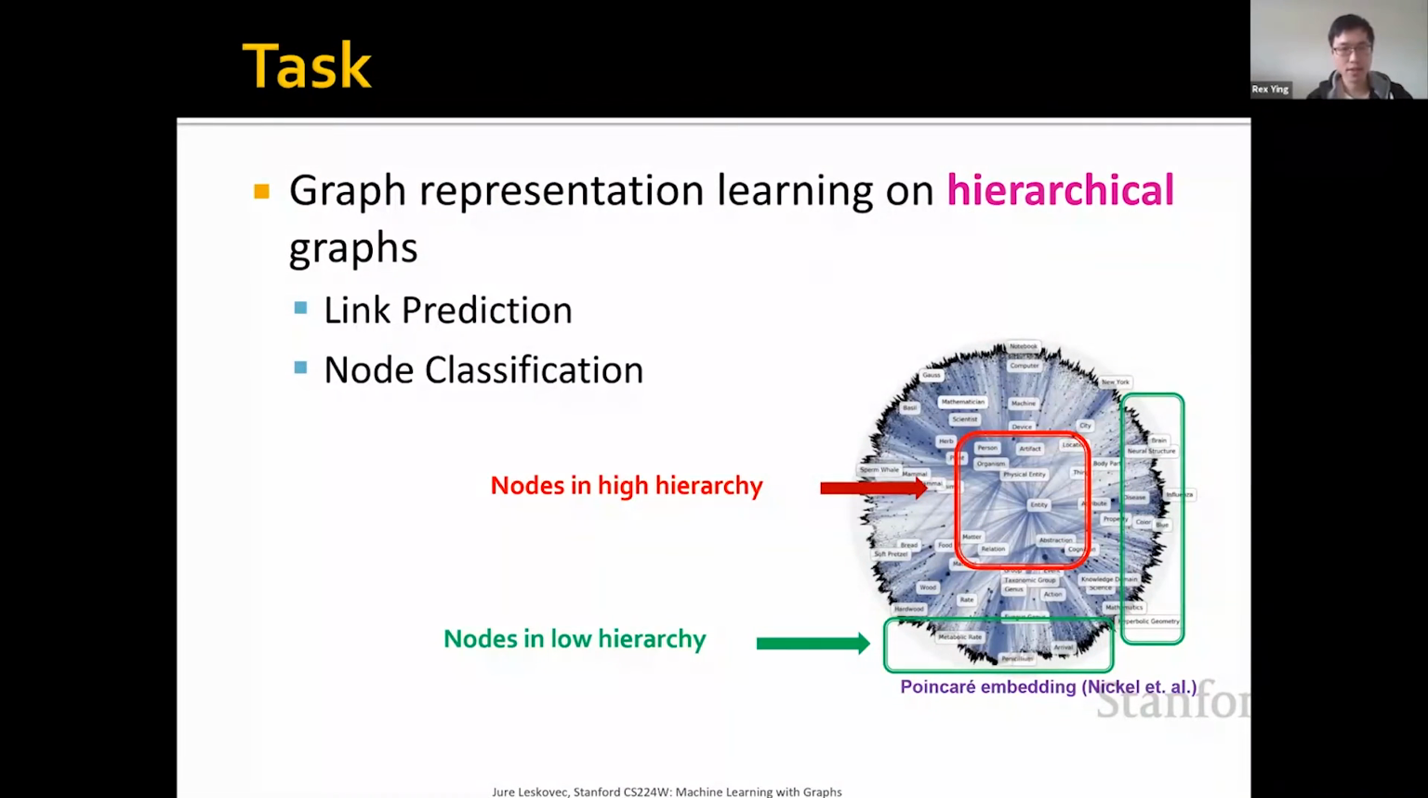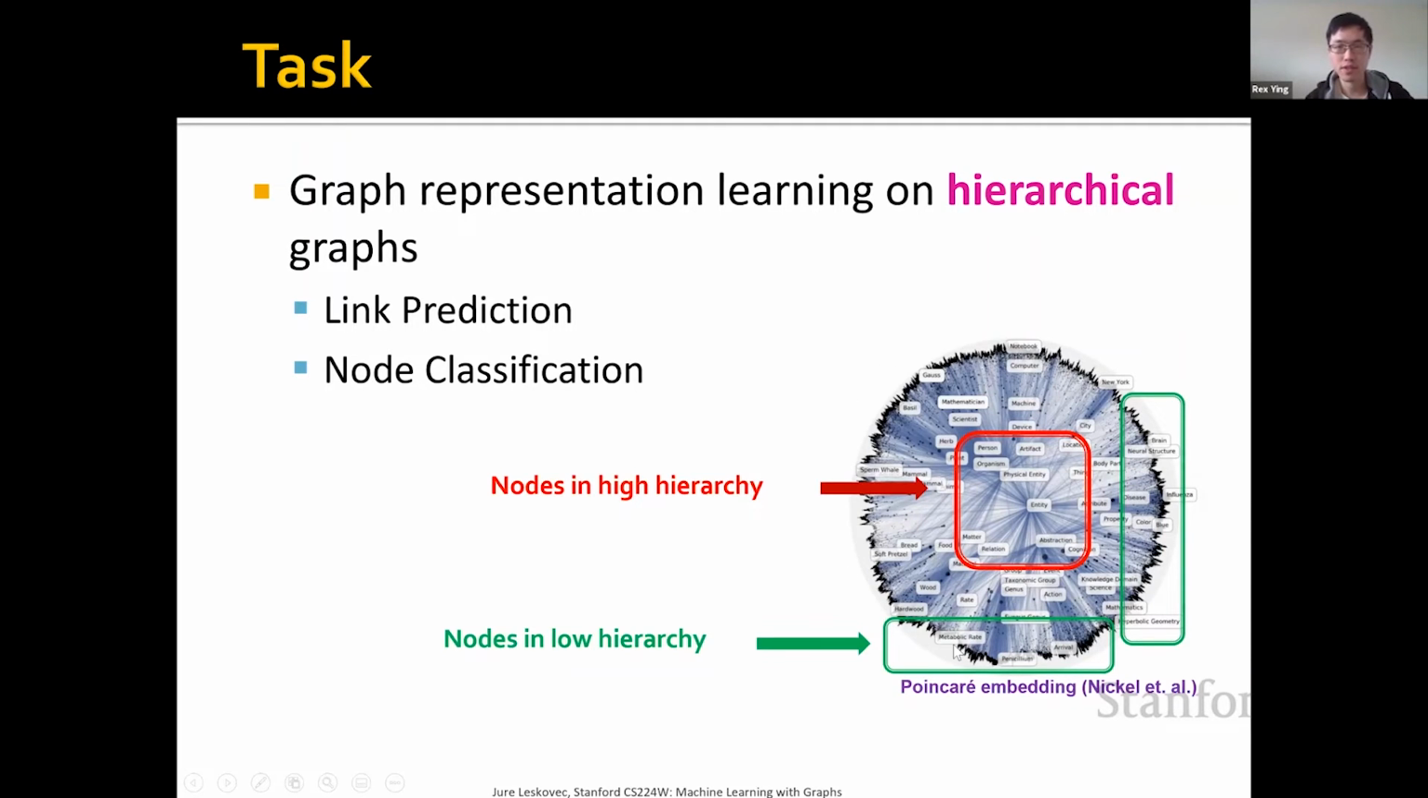So given the brief introduction of the hyperbolic space, we want to also define our task here. The task is the typical graph representation learning, which we have learned throughout this lecture. Tasks could be things like link prediction or node classification. An example embedding space that achieves this kind of task is the Poincare embedding by Nickel in 2018.